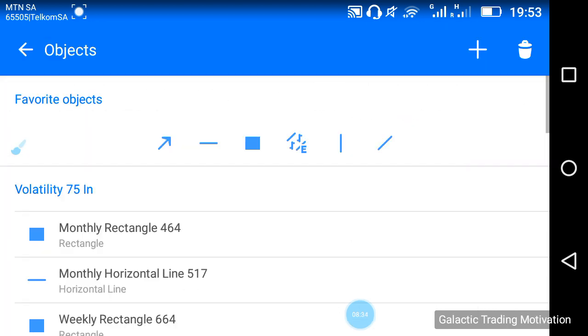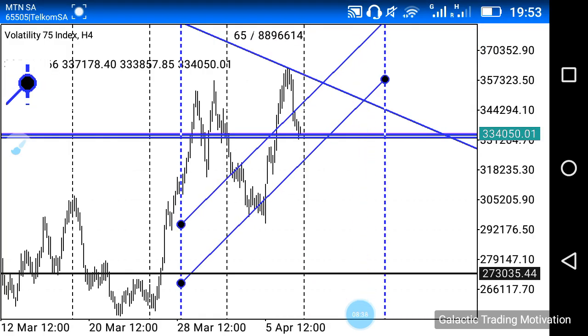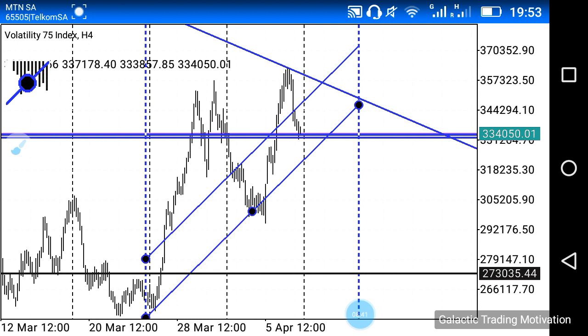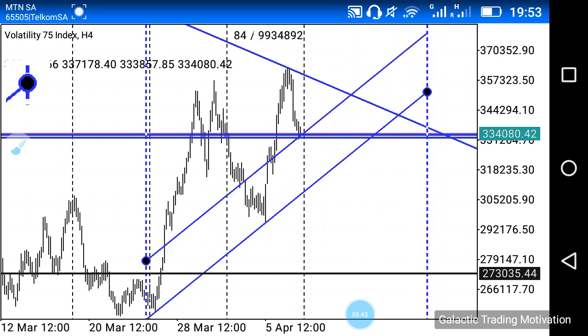So there goes our H4 channel, more or less. I would have it in this manner, right? Then from here, I'm just going to zoom in to see exactly what it is that is happening.